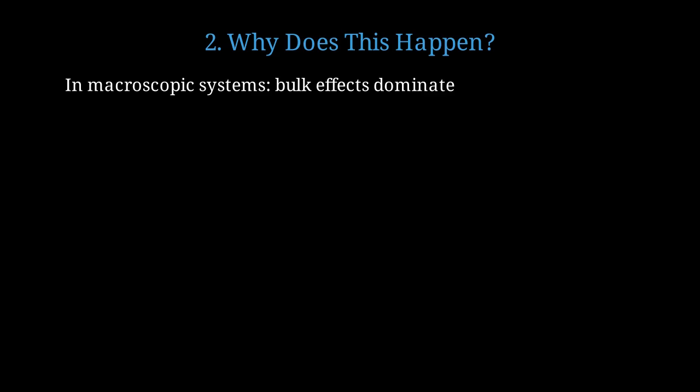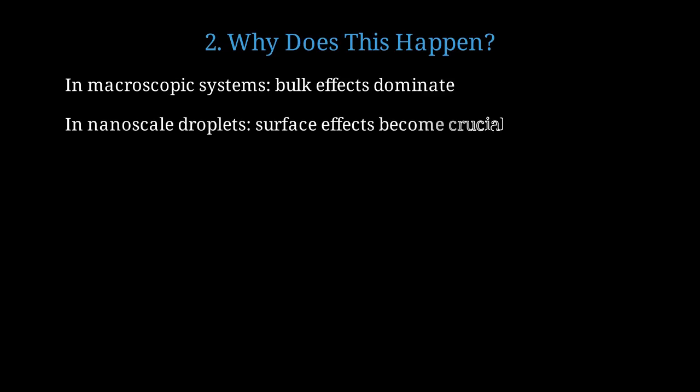The key to understanding this puzzle lies in the competition between bulk and surface effects. In large macroscopic systems, the bulk properties dominate. The interior of the material determines its behavior. But in nanoscale droplets, surface effects become extremely important because the surface-to-volume ratio is huge. The surface area-to-volume ratio scales as 3 over r, where r is the radius. As droplets get smaller, this ratio explodes.